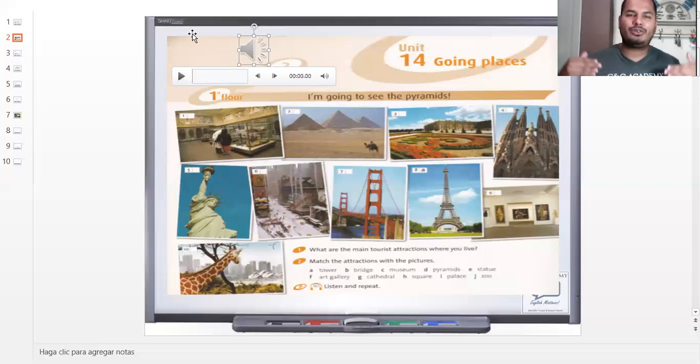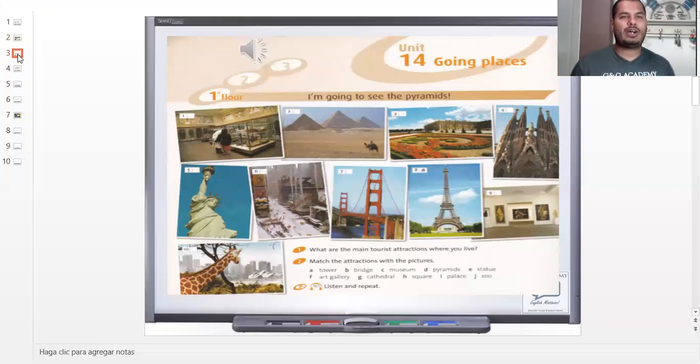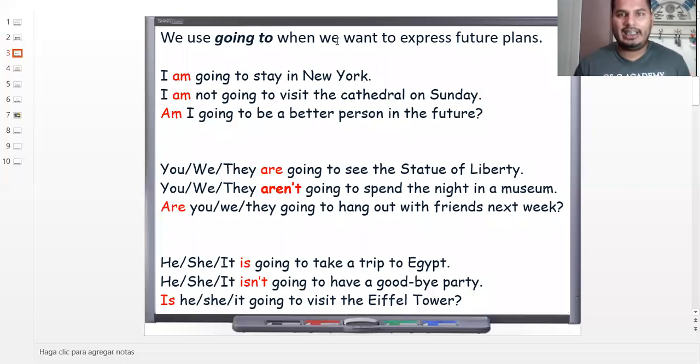What are you going to do in the future after you are finally free and you have the opportunity to go out? What are your plans? And when you express future plans, this is the lesson of today. It's very simple. We use going to. Going to, it's used when we want to express future plans, okay?